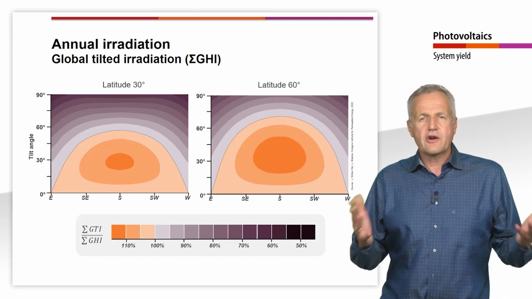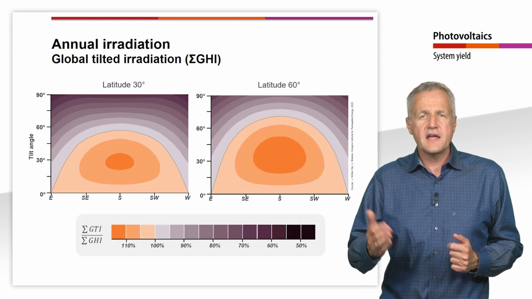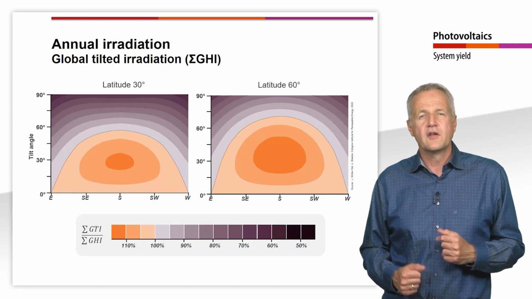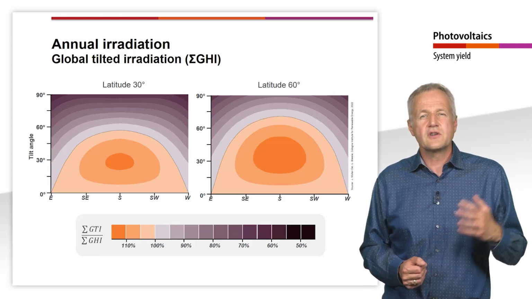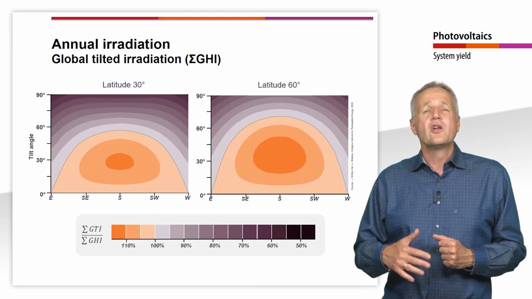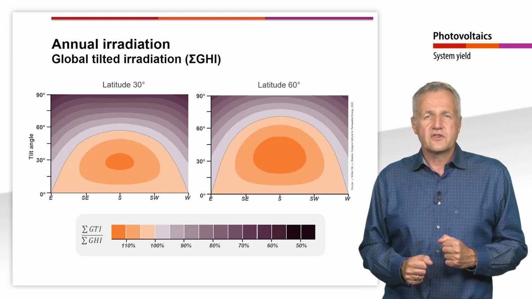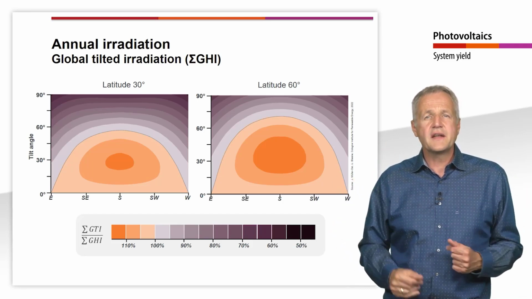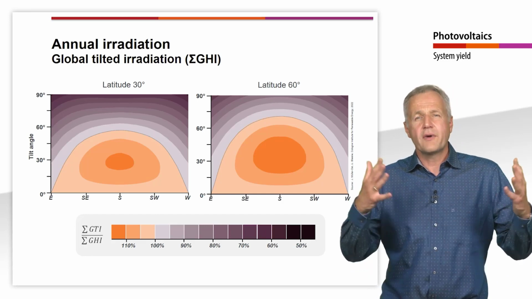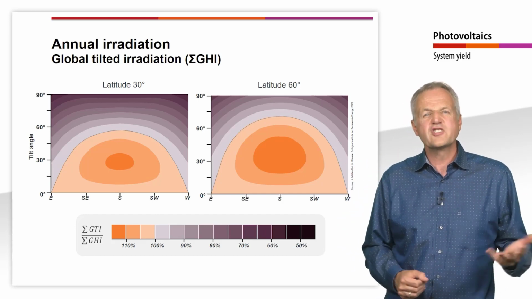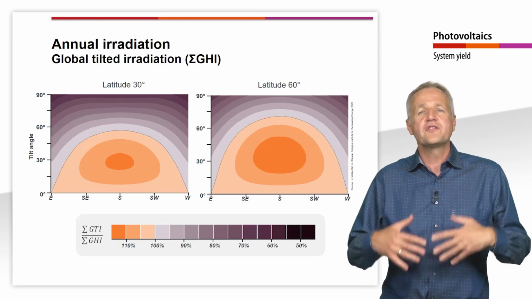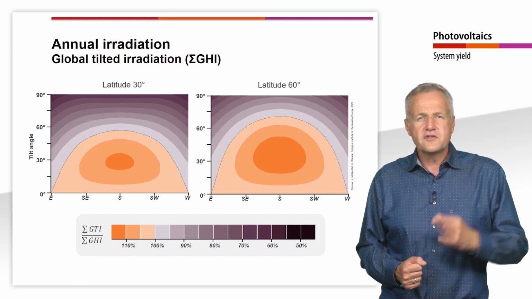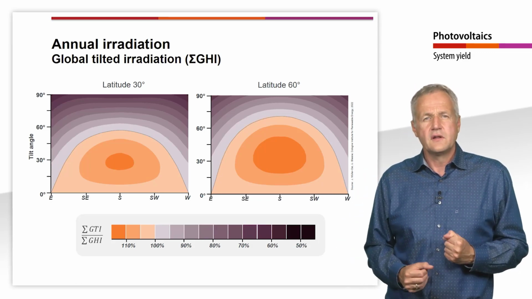With the help of these diagrams, the height of the annual GTI can be estimated from the annual GHI for a given system site. For example, let's assume we would like to calculate the annual GTI for a plant located at latitude 60, which is inclined at 40 degrees. For this plant, the annual global irradiance on the tilted surface is approximately 115% of the annual global irradiance on the horizontal surface. Note that these diagrams are not universal.